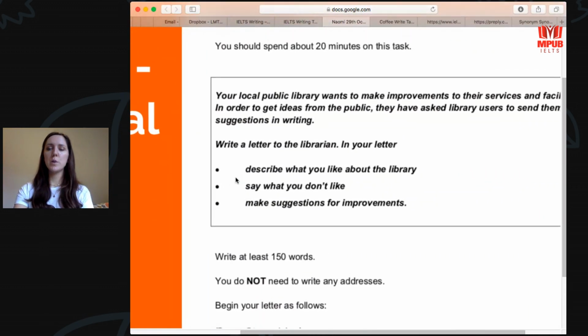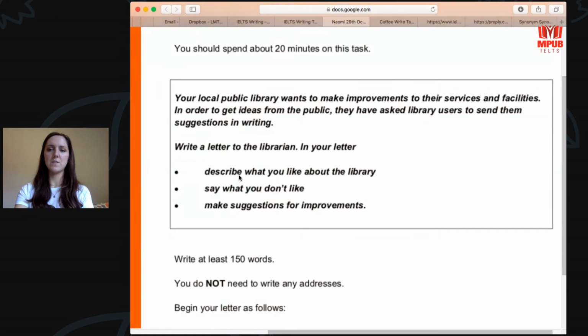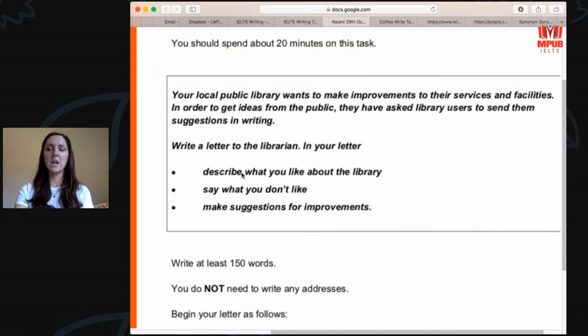Your local public library wants to make improvements to their services and facilities. In order to get ideas from the public, they have asked library users to send them suggestions in writing. Write a letter to the librarian. In your letter, describe what you like about the library, say what you don't like, make suggestions for improvements. That is actually perfect because it's given me that structure already.